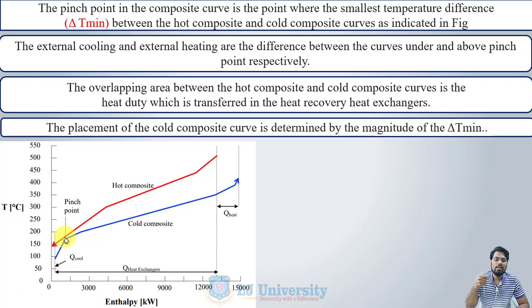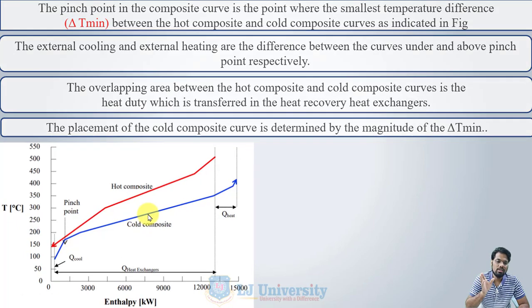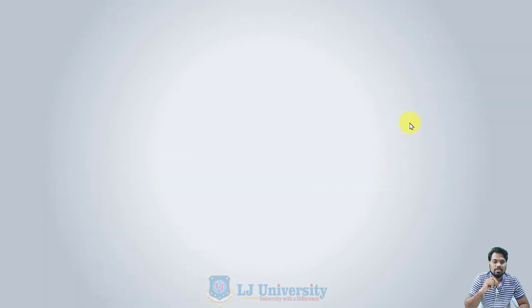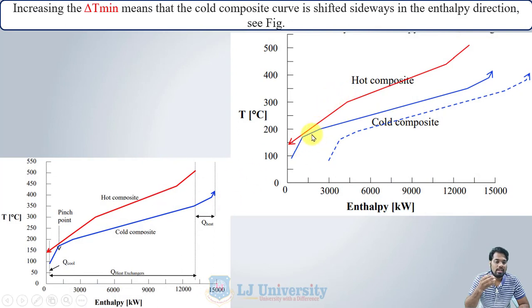If you want to increase the value of delta T minimum, you have to shift this cold composite curve to the right hand side. So increasing the value of delta T minimum means the cold composite curve is shifted sideways in the enthalpy direction. From this graph you can find out, according to delta T minimum, what kind of inputs of the fluids you are going to provide to utilize maximum energy from the system. Okay, so this is the pinch technology or pinch analysis.